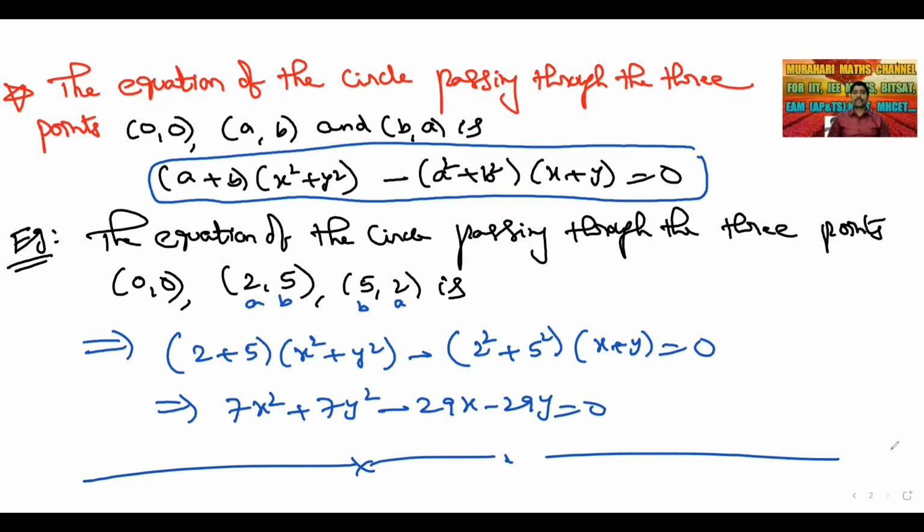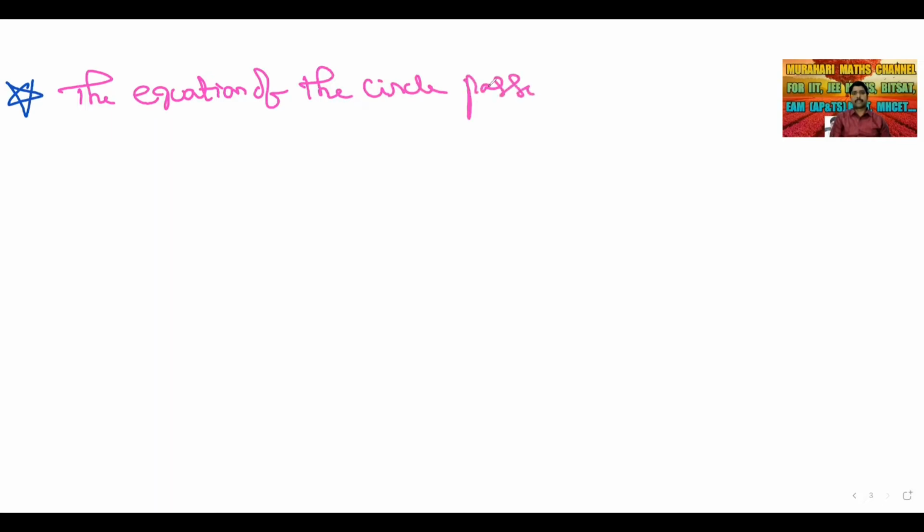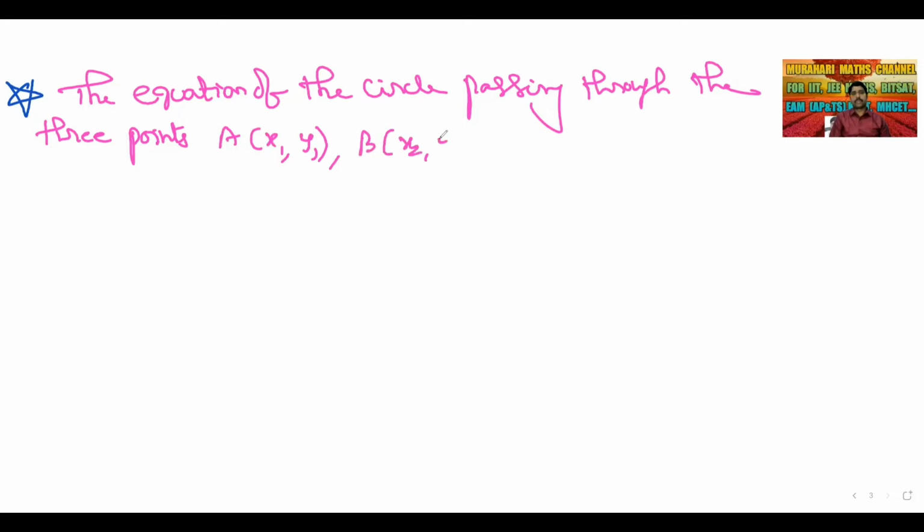Okay, now I am going to explain the next very important formula. The equation of the circle passing through the 3 points A (x1, y1), B (x2, y2), and C (x3, y3).